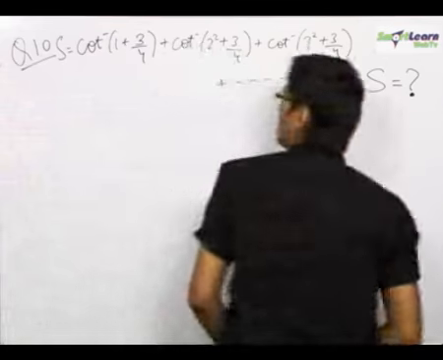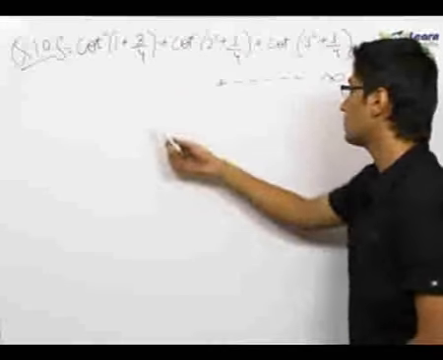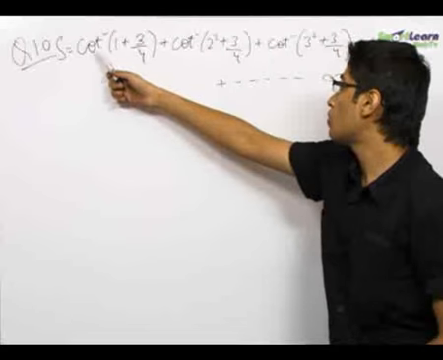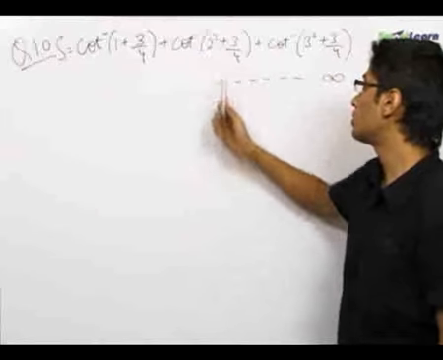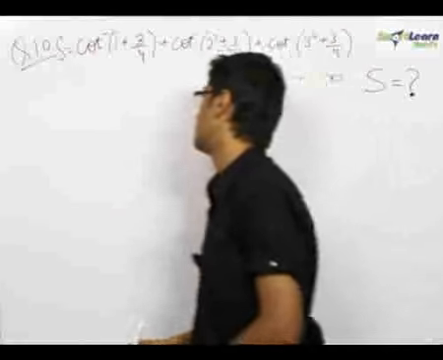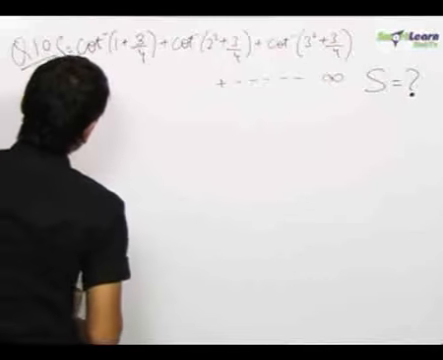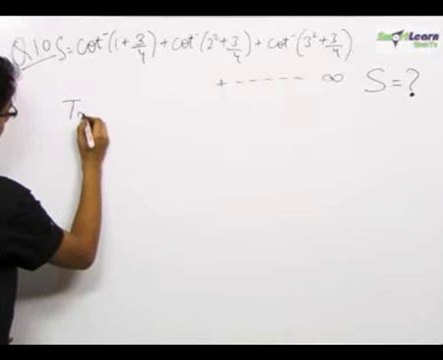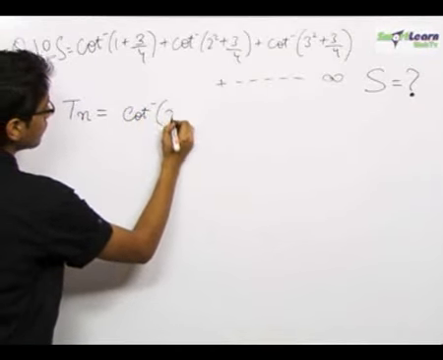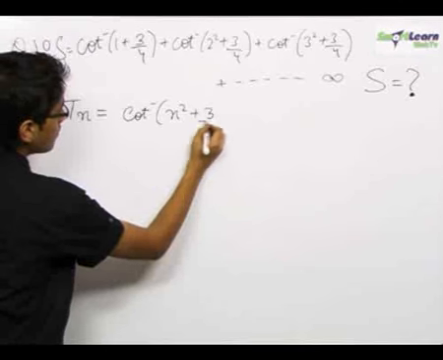This is a very interesting and the most important question in the inverse trigonometric chapter. We are required to find the sum of cot inverse of 1 plus 3 by 4, plus cot inverse of 2 square plus 3 by 4, plus cot inverse of 3 square plus 3 by 4, up to infinity. So the first thing which we do is we write the nth term of this series, which is cot inverse of n square plus 3 by 4.